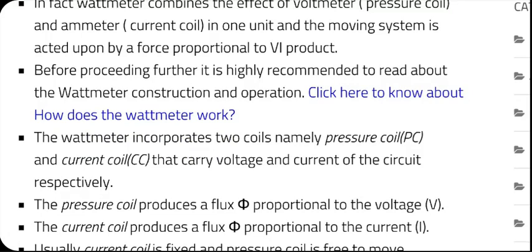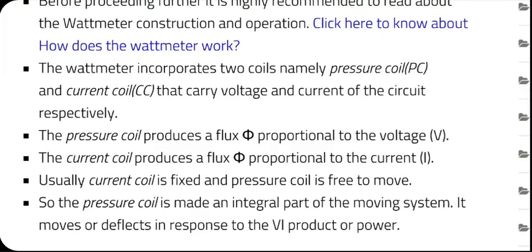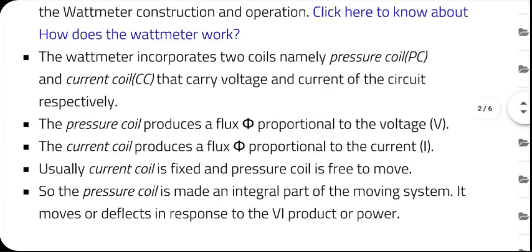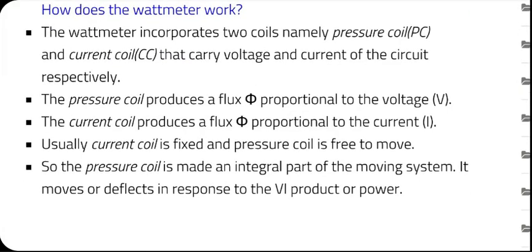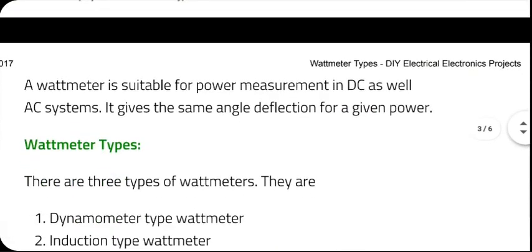So the wattmeter has two coils: the voltage coil, which is also known as the pressure coil, and the current coil, PC and CC. I showed them in the previous document. The pressure coil produces a flux proportional to the voltage. The current coil produces a flux proportional to the current. Usually the current coil is fixed and the pressure coil is allowed to rotate its needle. So the pressure coil essentially moves its pointer or needle by an amount which can be calibrated against the unknown power.